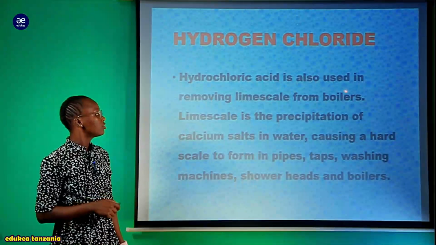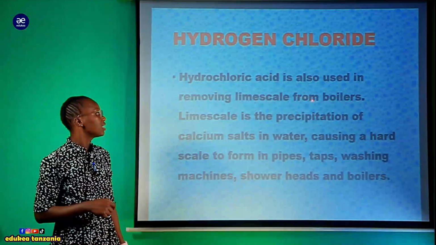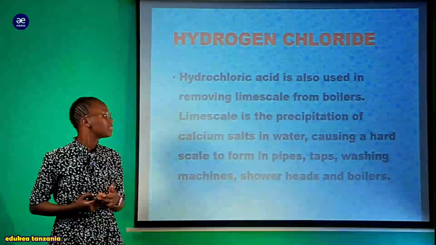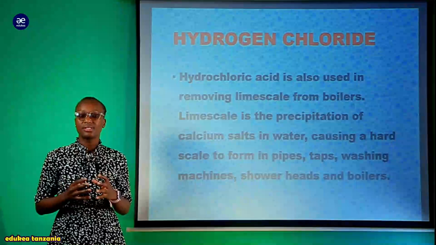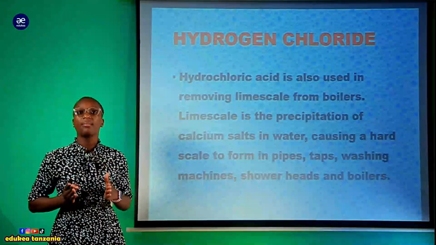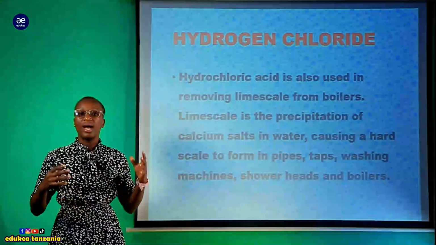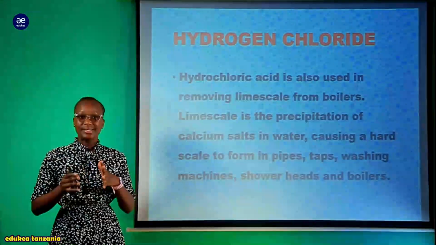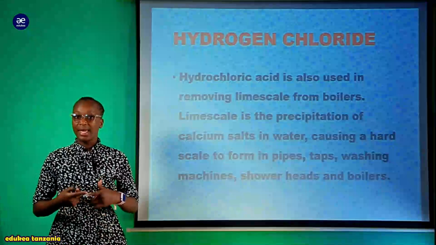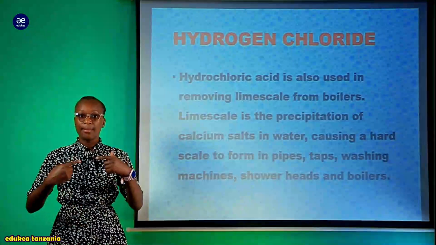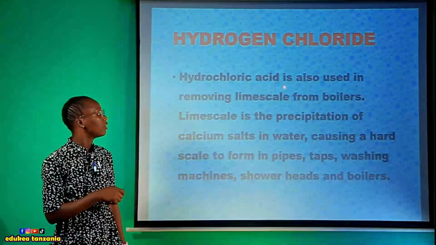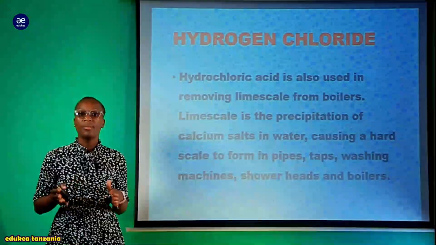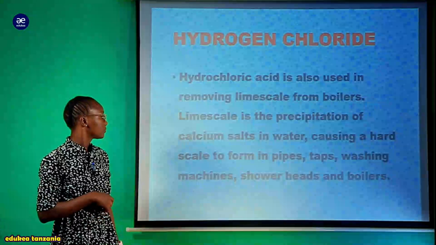Hydrochloric acid is also used in removing lime scales from boilers. Pia inatumika kuremove zile lime scales. Lime scales, kuna zile scums tofauti. Yani unakuta kwenye boiler yale mabomba yale, unakuta kuna different formation of scums zinatoka kule. So zile scums zinapelekea destruction ya ile property. So zile boilers wanatumia hii hydrochloric acid kuweza kuremove zile lime scales ambazo zinakuwa formed kwenye boilers.